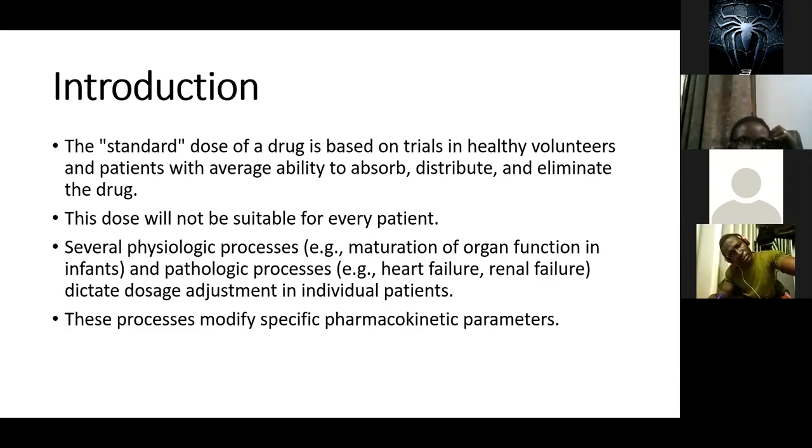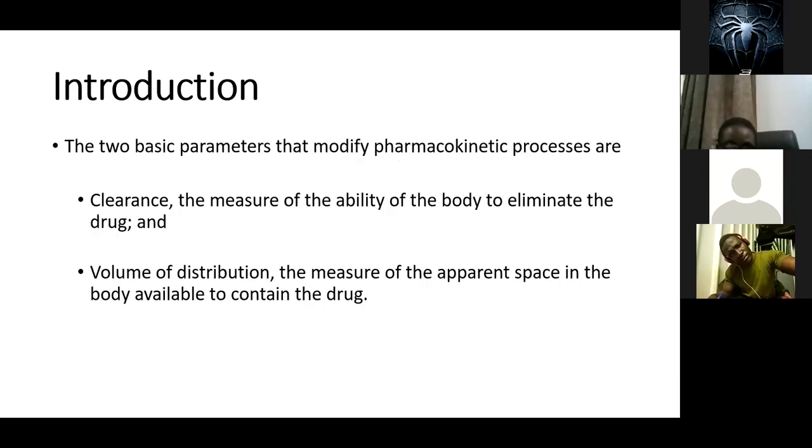Then sometimes there are certain pathologic processes that can affect the drug dosage and require dosage adjustment. For example, an individual with heart failure or renal failure. So these processes would modify the specific pharmacokinetic parameters.